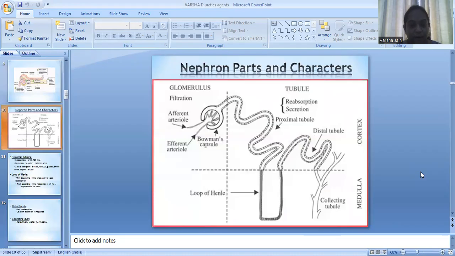Nephron parts and characteristics: this is a nephron. It has the glomerular filtration, and the tubule, where reabsorption and secretion occur, in the proximal tubule and distal tubule. Glomerular filtration occurs in the afferent arteriole, Bowman's capsule, and efferent arteriole.